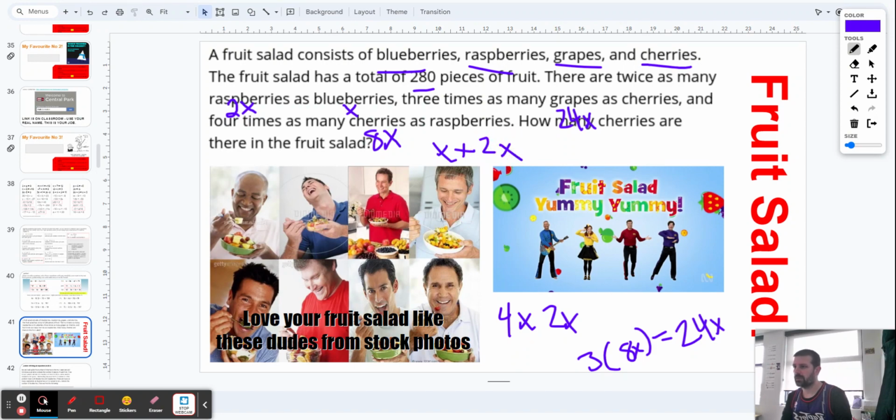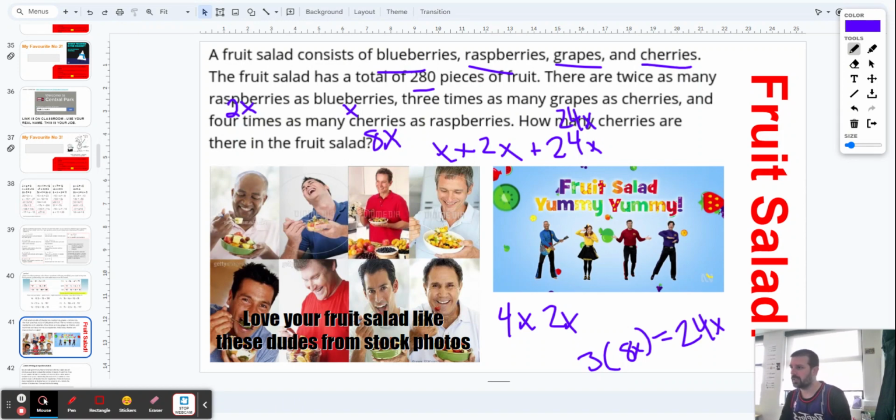And grapes was 24x. I mean, this also makes sense because, you know, grapes are cheap. So you want to put a lot of them in your fruit salad and not the expensive pieces of fruit, right? The blueberries are very expensive, so it makes sense to have the least of them. So it actually kind of checks out a bit here.